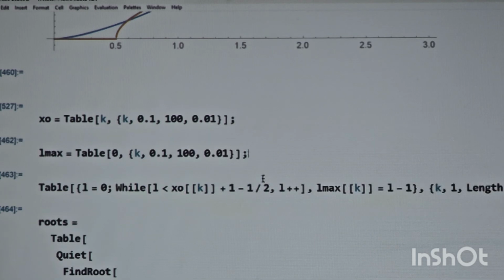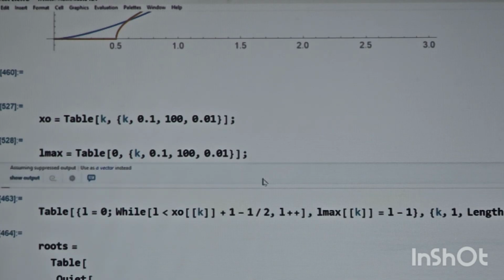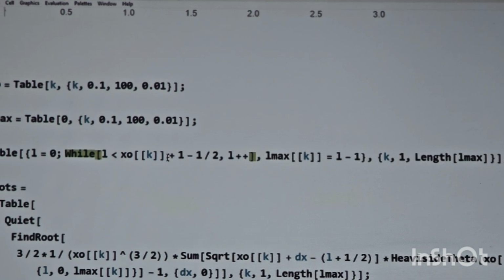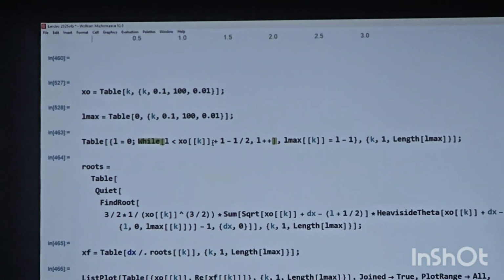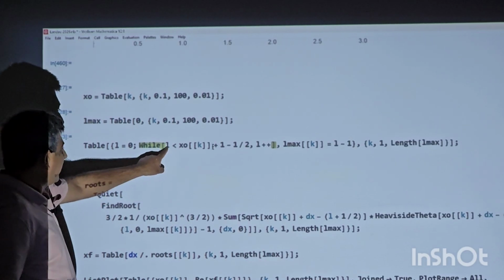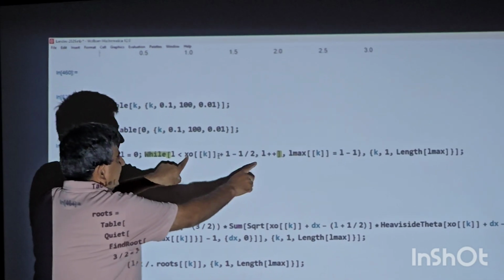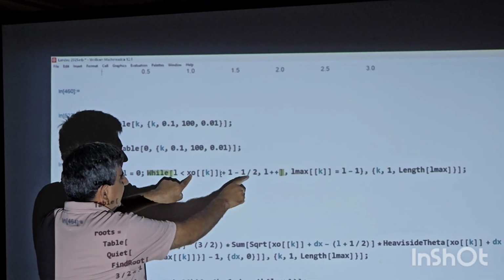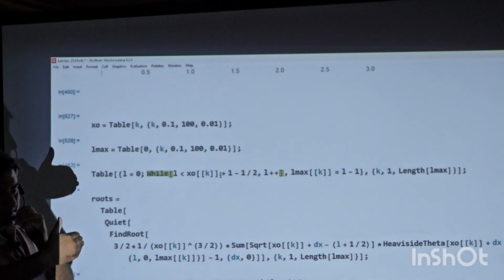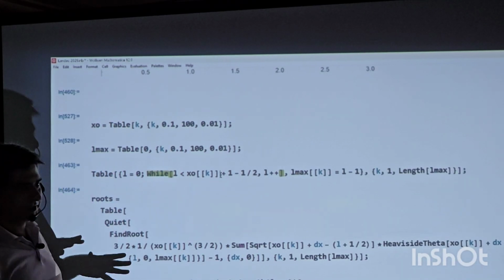Then I initialize an array for L max and put all zeros for the time being. Now I want to find out the L maxes. So in the next step, I simply implement the algorithm. I put in the constraint on what L should be: while L plus 1 is less than x minus half, I increment L. I keep on incrementing L until I hit the constraint.